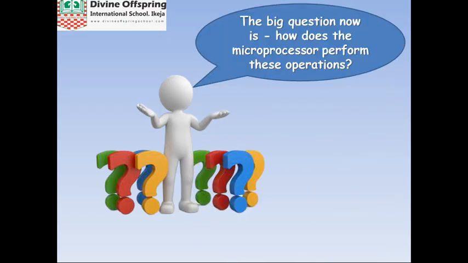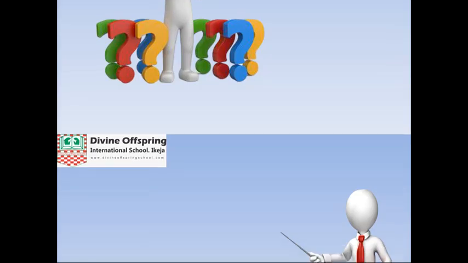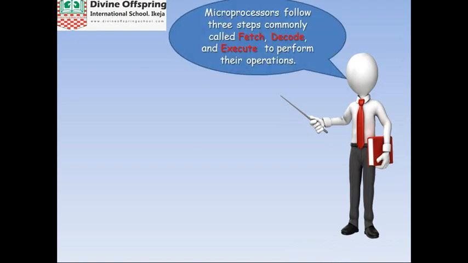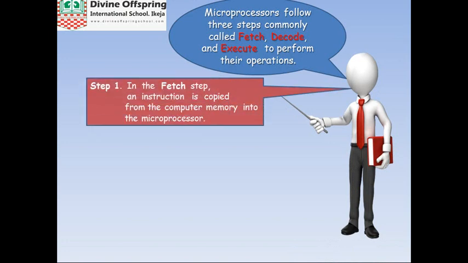The big question now is, how does the microprocessor perform these operations? Microprocessors follow 3 steps commonly called fetch, decode, and execute to perform their operations. Step 1. In the fetch step, an instruction is copied from the computer memory into the microprocessor.